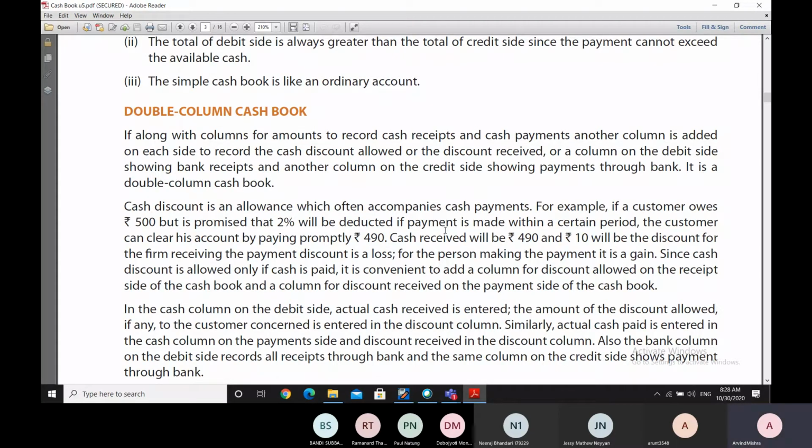So the customer can clear his account by paying 490 rupees, because 1% is 5 rupees and 2% comes to 10 rupees. So he will get a 2% deduction, which means he will get a 10 rupees deduction if he makes the payment within a certain time period. So therefore, instead of 500 rupees, now he can pay just 490 rupees and get over with it. So what we'll write in the cash book is that we have received cash 490, and in the discount column we'll write 10 rupees discount.